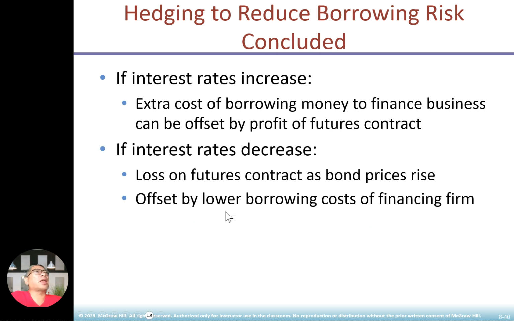If interest rates increase, the extra cost of borrowing money to finance the business can be offset by the profit on the futures contract. If interest rates decrease, however, the loss on the future as the bond price rises is offset by lower borrowing costs of the financing firm. So the interest rate increase and decrease will create a different effect. An increase in interest rate, for example, will be an extra cost of borrowing. A decrease in interest rate will create a loss in the futures contract, okay, as the bond price rises. That's the thing: you have an inverse relationship.